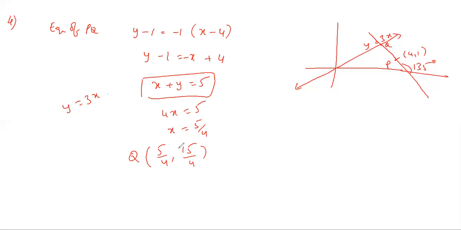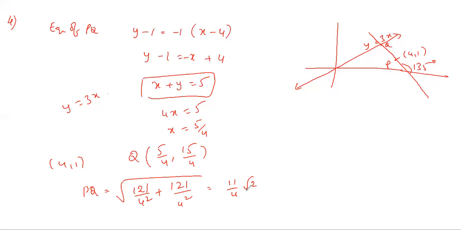Now you have to find the length of PQ. The length of PQ is the distance: 4 minus 5 by 4 is 11 by 4, whole square, which is 121 by 16, and 15 by 4 minus 1 is 11 by 4, again 121 by 16. So the length is 11 by 4 into root 2. The answer is the third option. Otherwise, you can use the parametric point also.